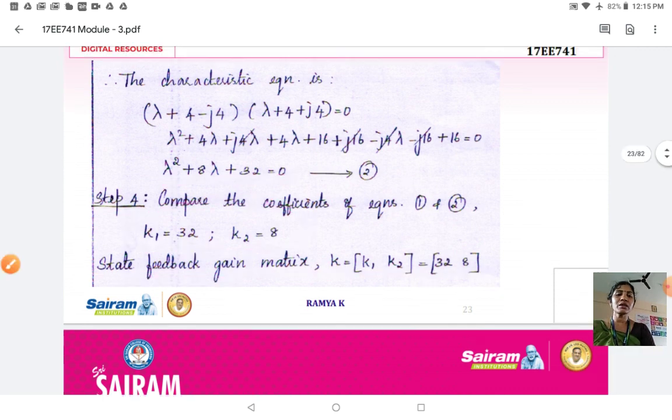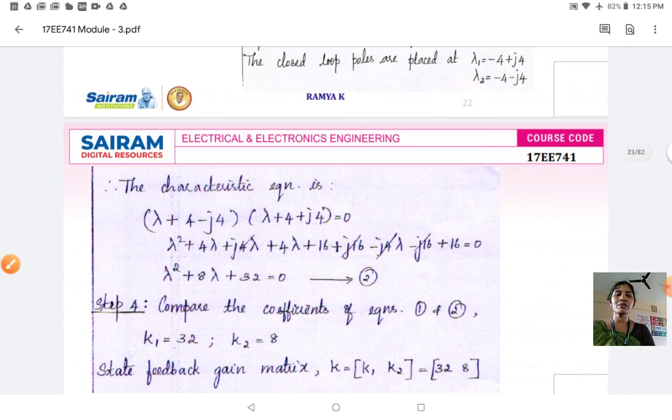So this is the method that defines the direct substitution method. Using this method is one of the easiest ways to identify the state feedback gain.